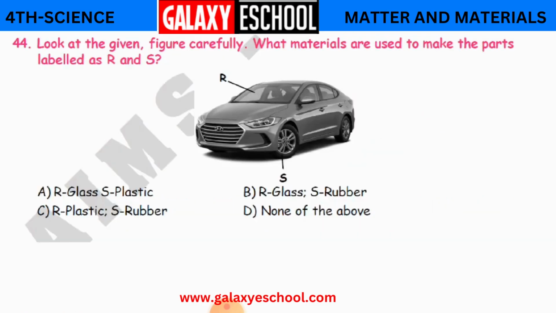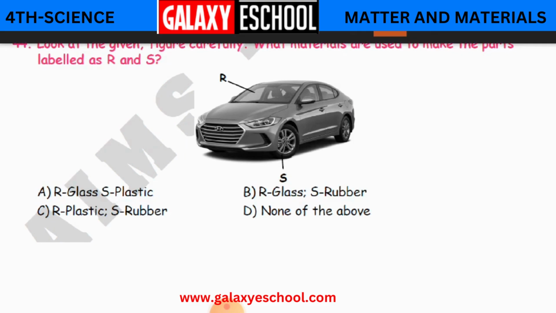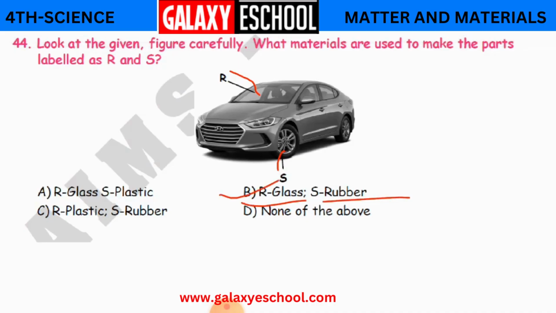Okay, children? Now 44th question. Look at the given figure carefully. What materials are used to make the parts labeled as R and S? So this is a car here, and R is nothing but the glass, and S is nothing but the tire. Tire is made up of rubber. So R is glass, S is rubber. B is the correct answer. Clear, children?